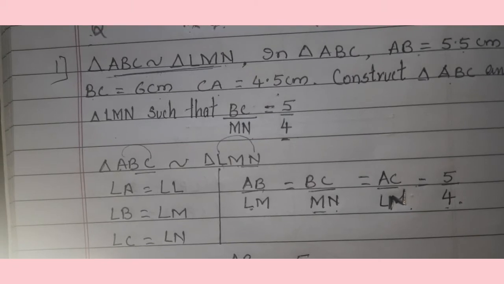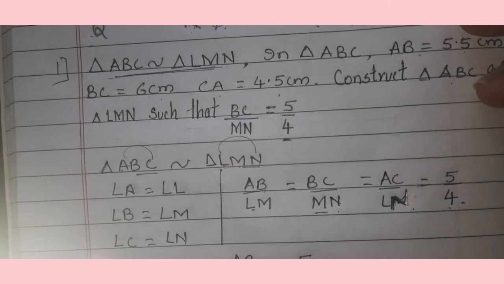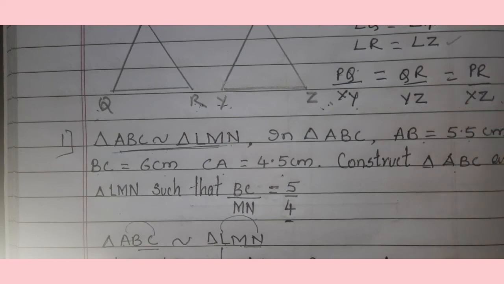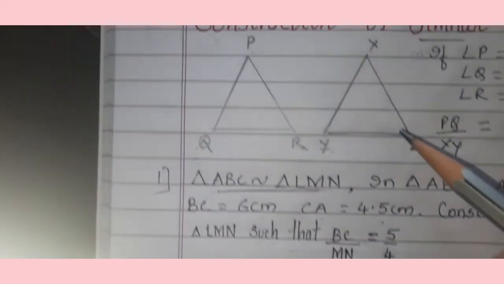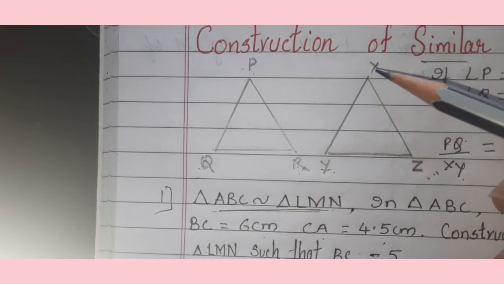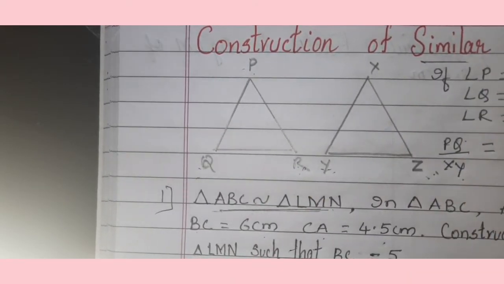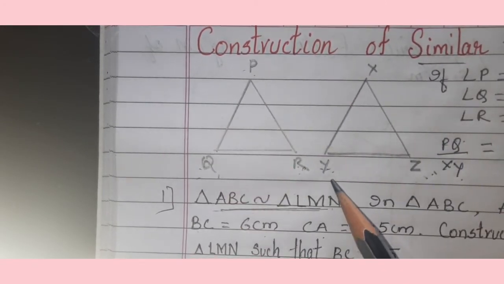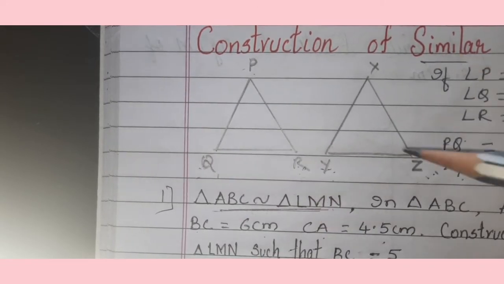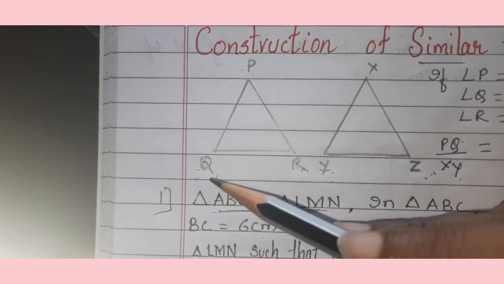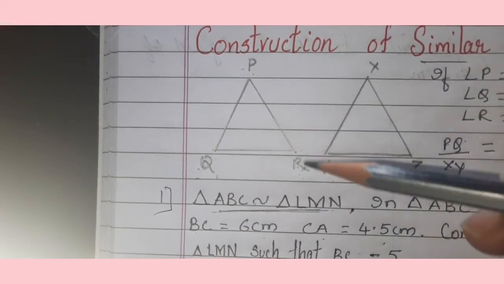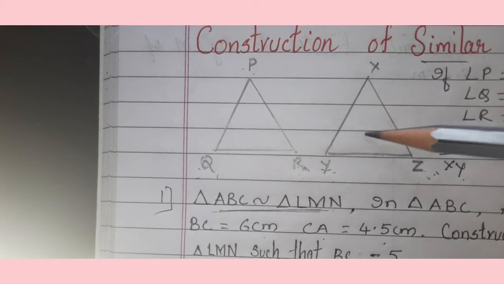Construction of similar triangles. Two triangles are said to be similar if they have their three angles equal to one another and their side ratios are in proportion. So we will take one example. Triangle PQR and triangle XYZ are said to be similar when angle P is equal to angle X, angle Q is equal to angle Y, and angle R is equal to angle Z. With that, PQ upon XY is equal to QR upon YZ is equal to XZ upon PR. Then the two triangles are said to be similar.